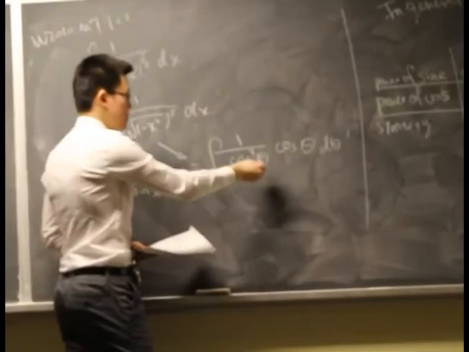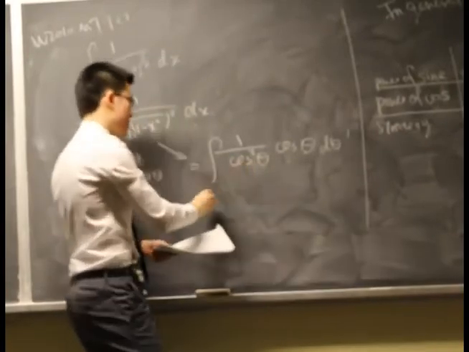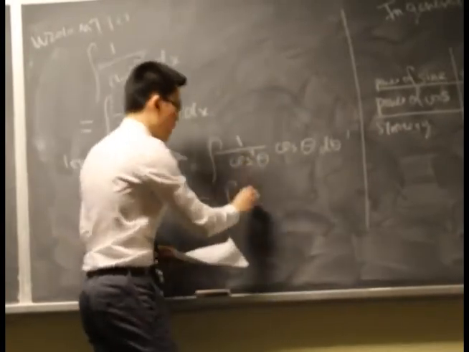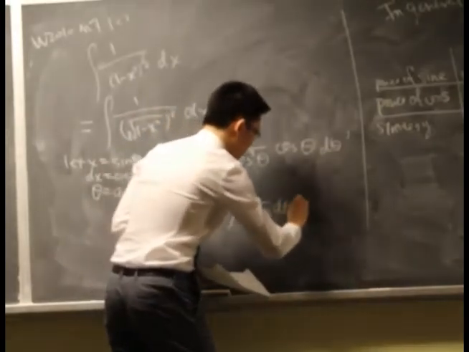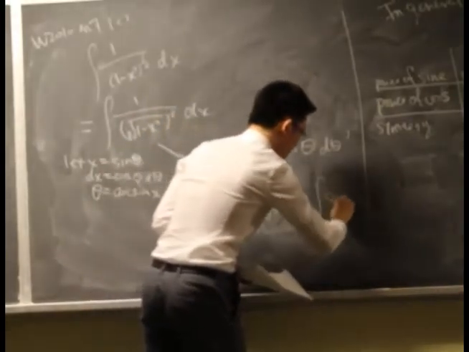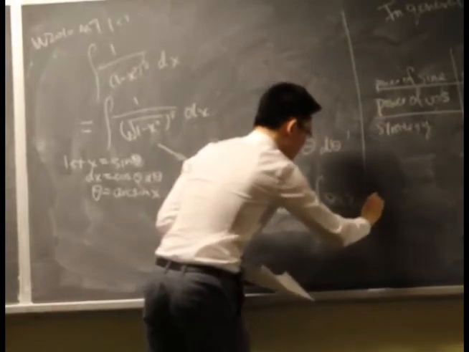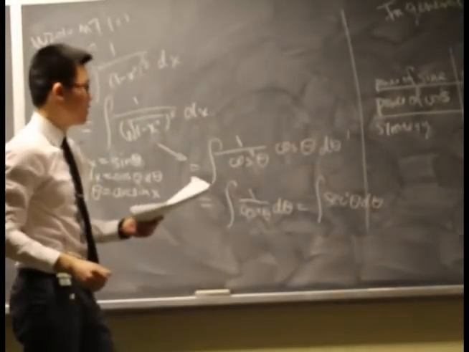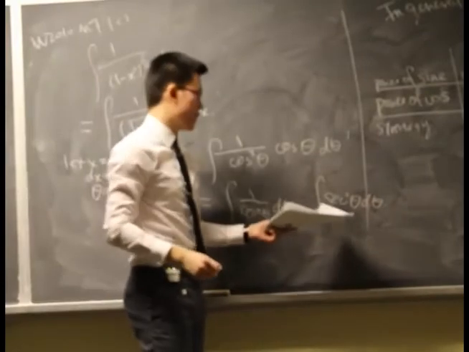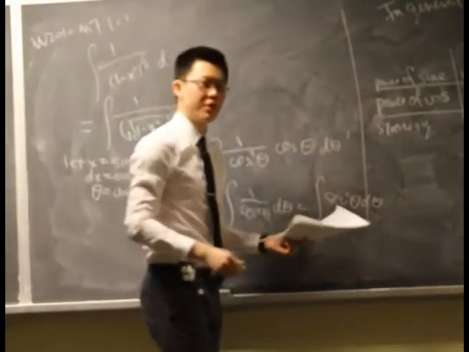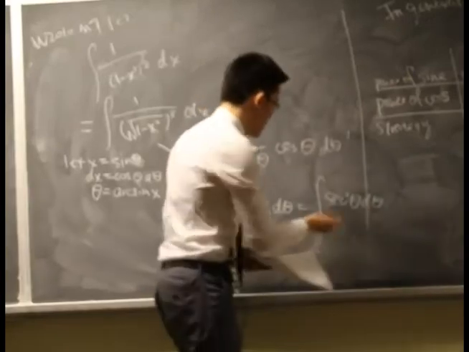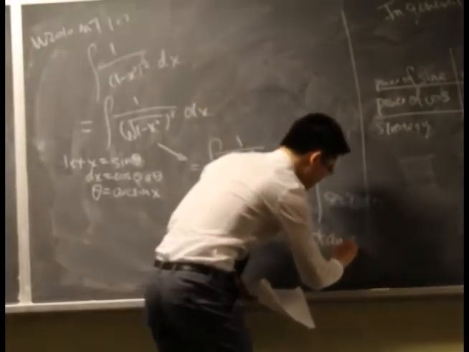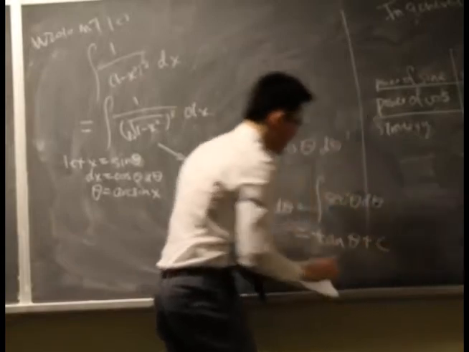Right? So the cos theta and the cos cubed theta cancel out, which gives me the integral of 1 over cos squared, which is equivalent to the integral of secant squared theta. Now the integral of secant squared theta, this is the part where you need to recognize that the derivative of tangent is secant squared. So this right here is exactly tangent theta plus c.